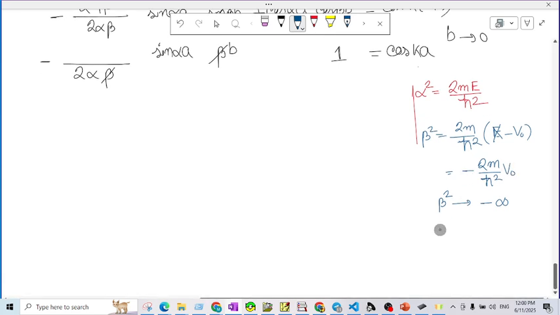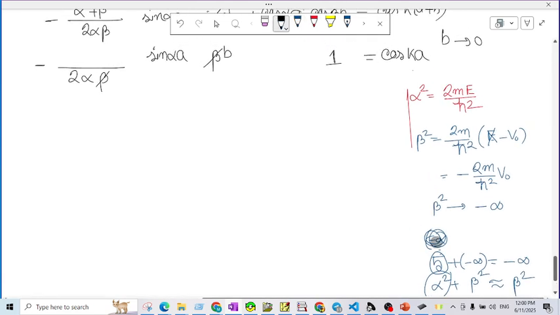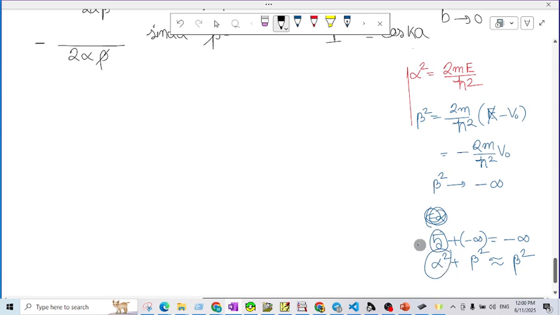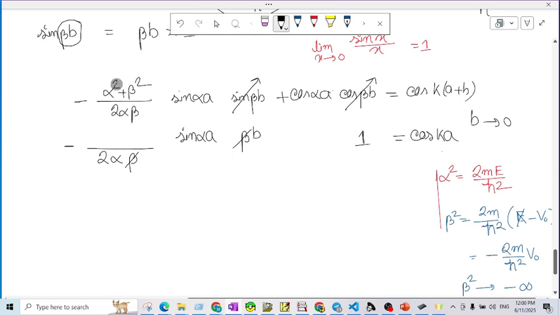Now tell me, minus infinity, let's take a number 5, then minus infinity, what will it be? It will simply be minus infinity, right? That means let's take minus infinity equal to beta square, and let's take for the moment that alpha square is equal to 5. So alpha square plus beta square will simply be equal to minus infinity, that means beta square, right? So we can take the effect of alpha square as negligible, though it is positive. That means here you have alpha square plus beta square, and if you neglect alpha square, you will have beta square here.